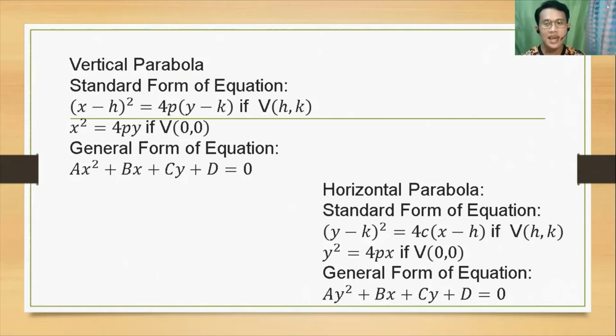So as you can see, the y will always be squared. And for the vertical, the x will always be squared. So I'm so sorry, for the horizontal, the general form, the y variable should always be squared. So that's what I want to emphasize. Same goes with the standard form. The variable x of the vertical parabola will always be squared. And for the horizontal, the y variable will always be squared. Okay? You need to familiarize yourself with that concept.